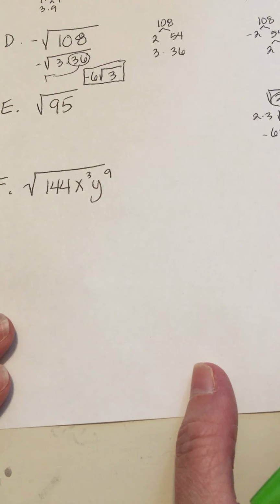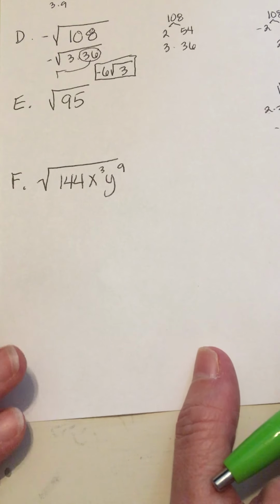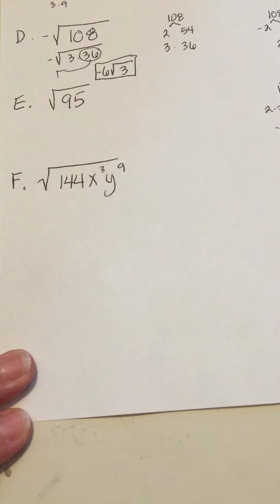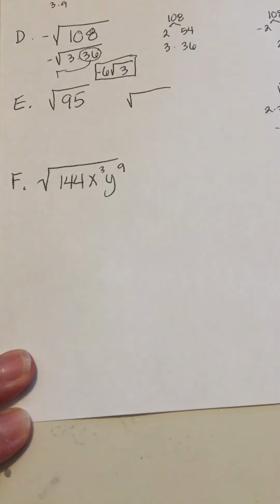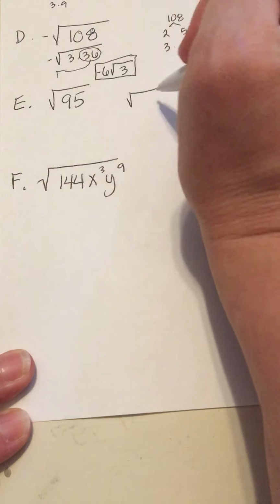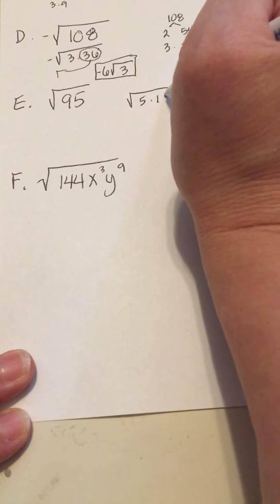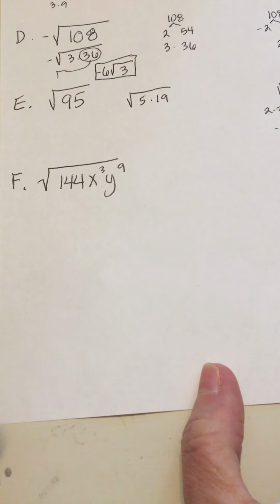Let's continue on to E. E is the square root of 95. So I'm going to look and see what the factors of 95 are. You can play around with your calculator, and I can get 5 times 19. And I believe that's all that works.